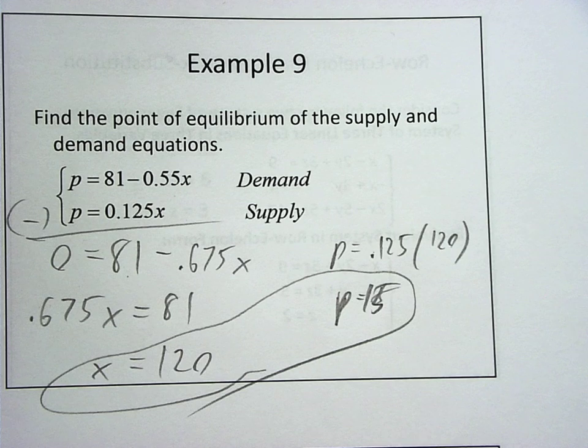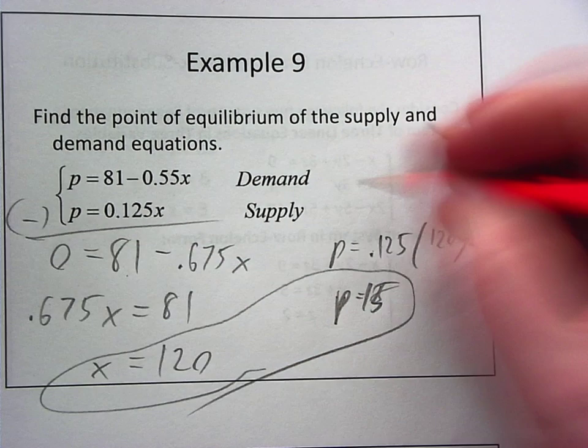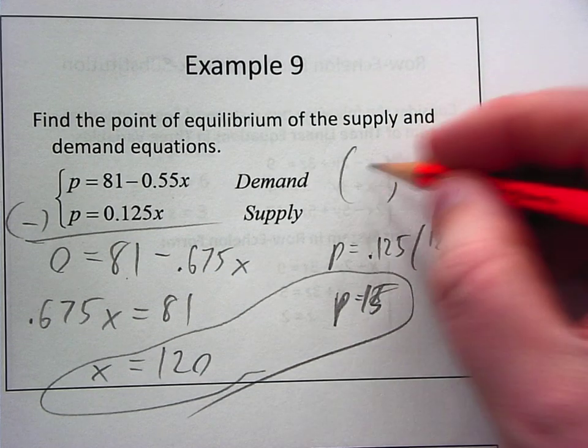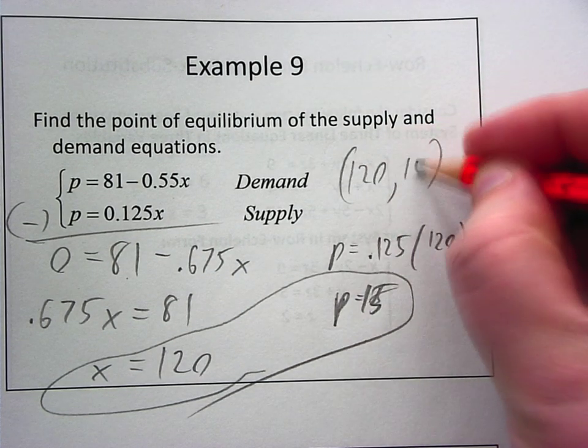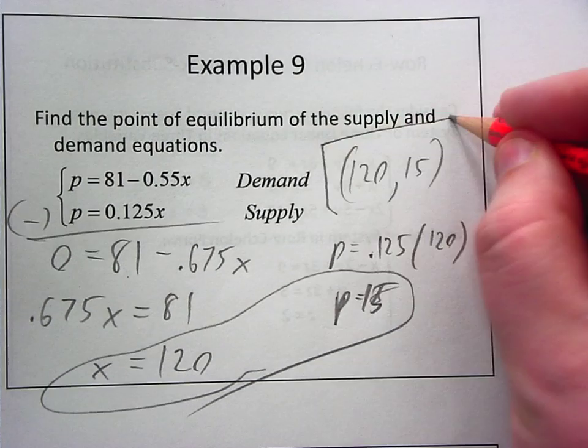Questions? P is probably price and x is the number of units moved, would be my guess. Would you not make that a coordinate? That's a good point. You could, but the way it's written, it implies that P is your dependent variable. So if you describe P as the y value, then yeah, you could. Because it says point of equilibrium, yeah, I'd give you that.